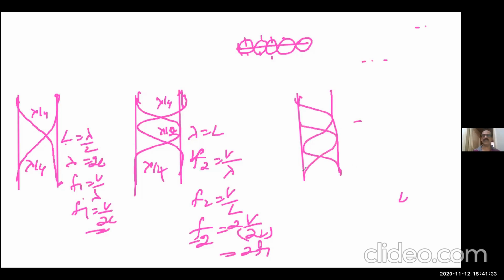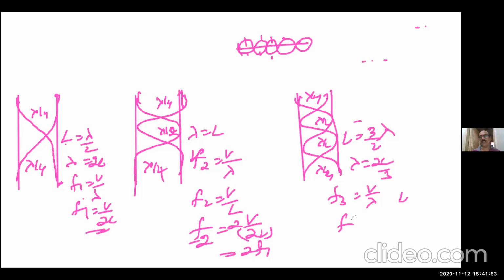It will come 3F1, isn't it? Lambda by 2, lambda by 2, lambda by 4, lambda by 4. So L is equal to 3 by 2 lambda. So lambda is equal to 2L by 3. So F3 is equal to V by lambda, which is V divided by 2L by 3. So 3F1. Same as in the structured string.